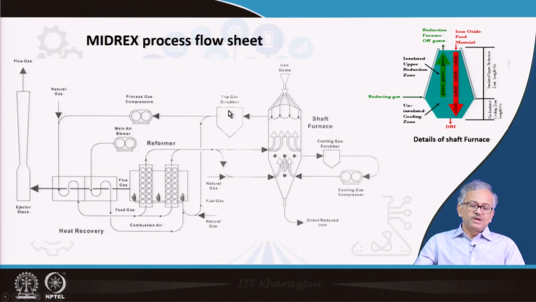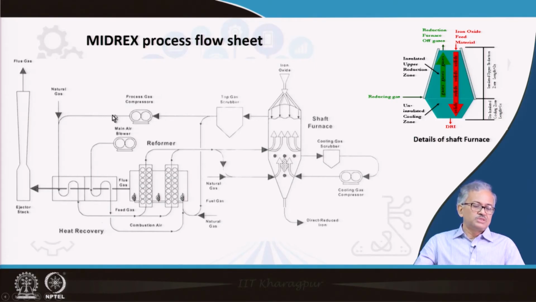So you take out the off gas, and a top gas scrubber is there. First you clean the gas, and after cleaning, a part of the gas, around 40%, is directed for heating the reformer, for supplying the heat in the reformer, and 60% of the gas moves for the reforming operation. So 40% is used for generating heat in the reformer, and 60% goes to act as a reforming agent.